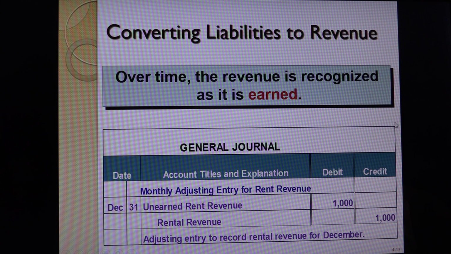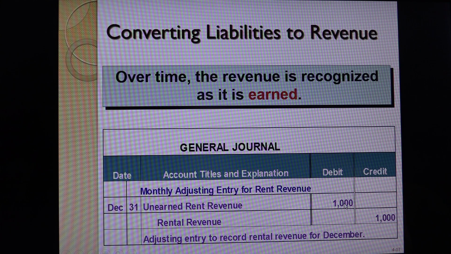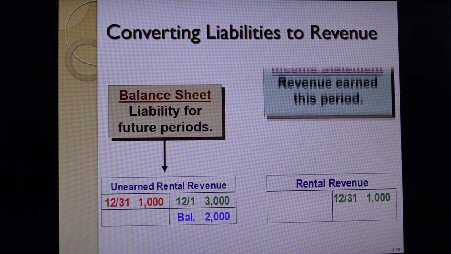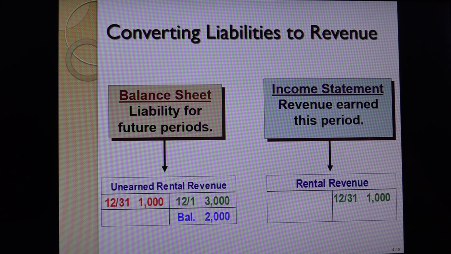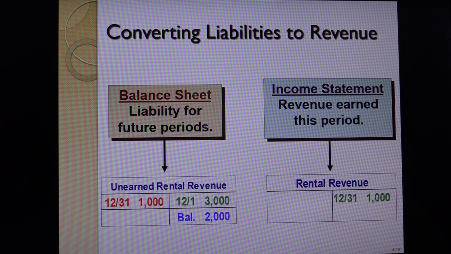Okay, so they earned 1/3 of that at the end of December. Now, what's left is $2,000 of unearned rent revenue in the balance sheet listed as a liability, but in January and February, as they earn it, they'll book this same entry. So that's what it looks like at the end of the year, December.